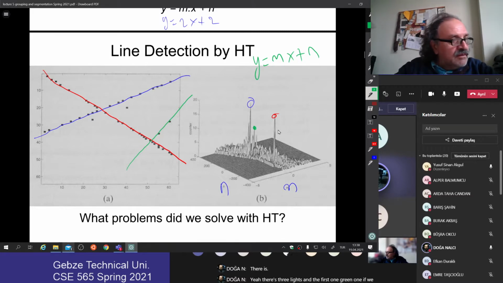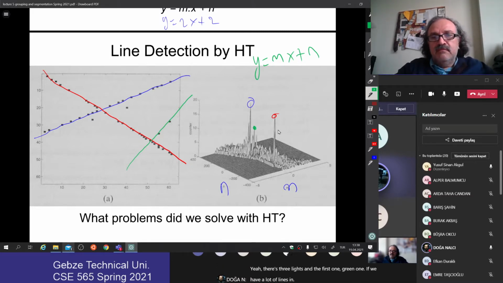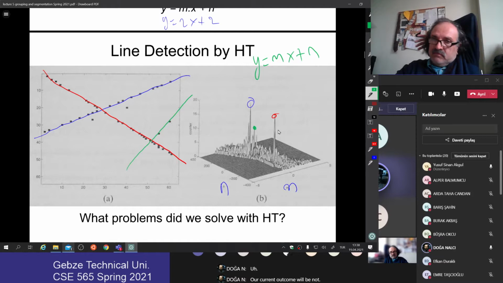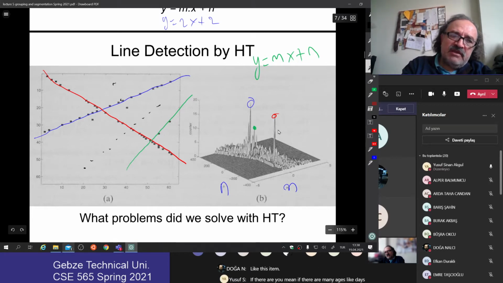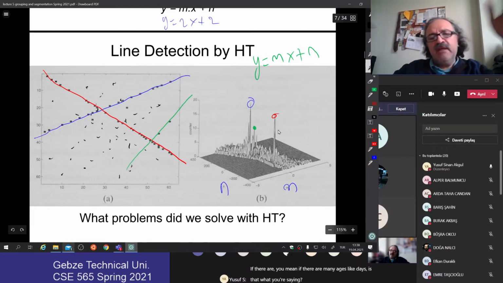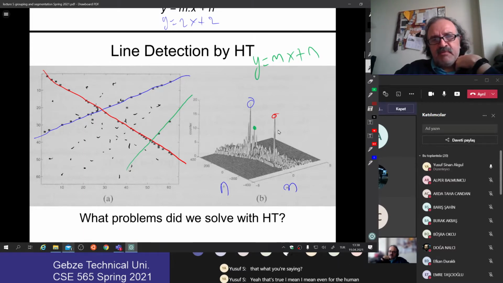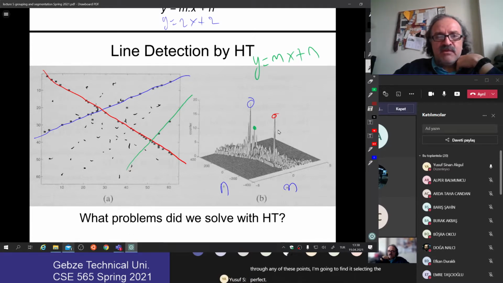If we have a lot of lines in the intersection of red and blue, our count will not be like this, I think. If there are many edges like these, is that what you are saying? Yeah, that's true. Even for human beings, it is not possible to pick the lines with the highest votes. But if a line can go through any of these points, I am going to find it. Selecting the perfect line is okay with this one. But if there is lots of noise, yes, it will be affected. But you don't have another solution.